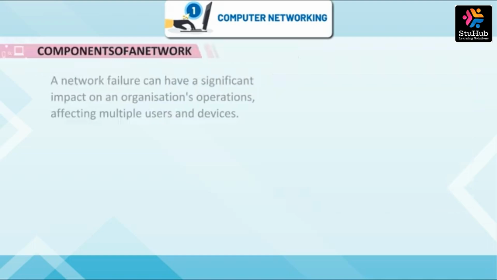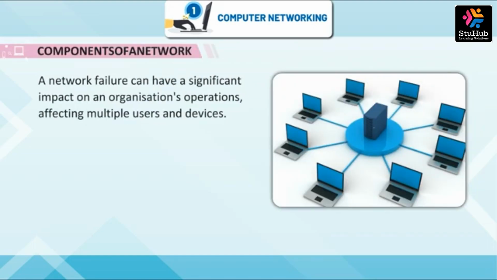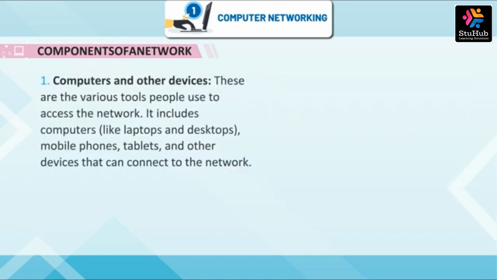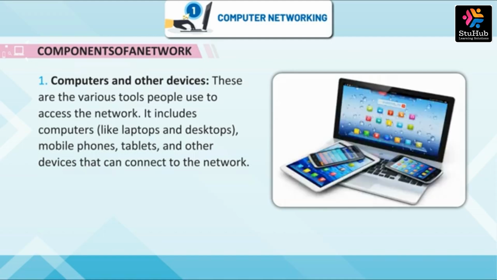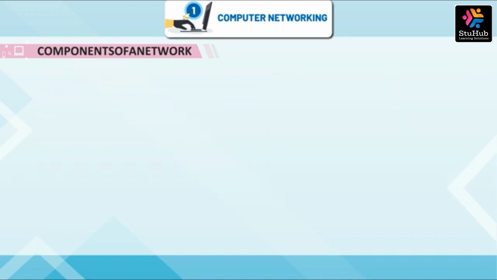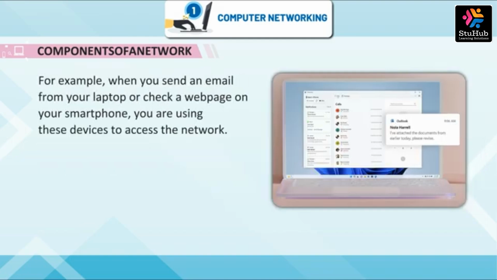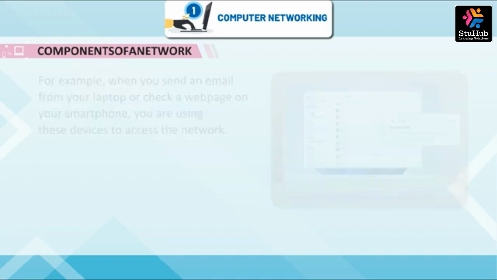Components of a network. Even if only two computers are connected, they can be considered to be in a network. A network consists of various components which are as follows. Computers and other devices. These are the various tools people use to access the network. It includes computers like laptops and desktops, mobile phones, tablets, and other devices that you can connect to the network. For example, when you send an email from your laptop or check a web page on your smartphone, you are using these devices to access the network.